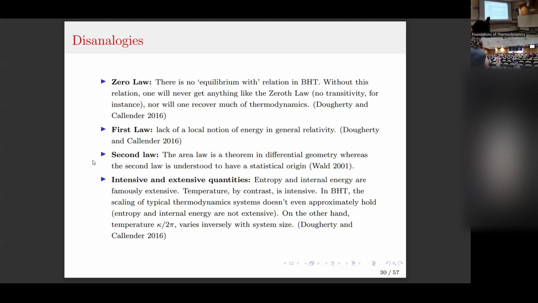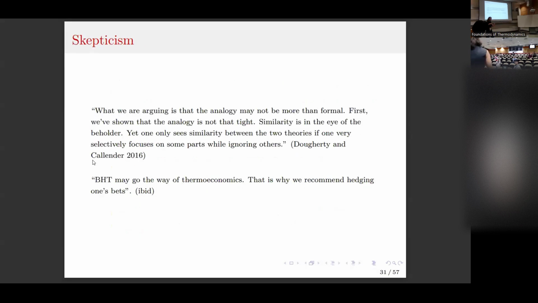So basically what they conclude on the basis of all of this was that we should be very skeptical about the use of thermodynamics for black holes. They say: what we are arguing is that the analogy might not be more than formal. First, we have shown that the analogy is not that tight. Similarity is in the eye of the beholder, yet one only sees similarity between the two theories if one very selectively focuses on some parts while ignoring others. And then he said something that I will also contest a little bit. He says, black hole thermodynamics might go the way of thermoeconomics, as if that would be a bad thing, right? That is why we recommend hedging one's bets, right?